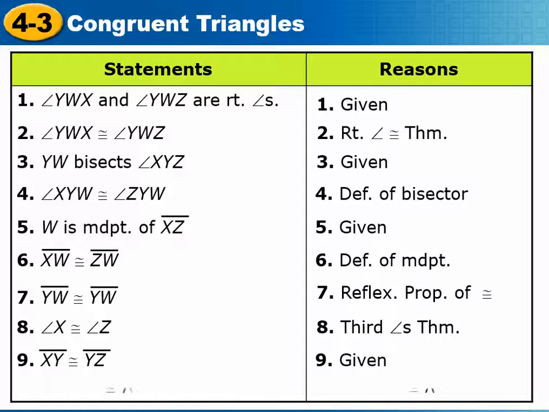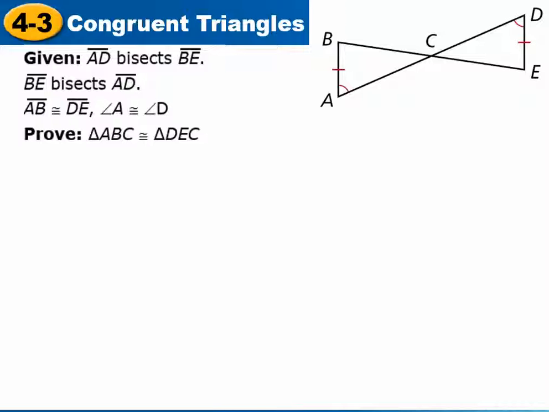So our last statement is to say that triangle XYW is congruent to triangle ZYW because of the definition of congruent triangles. There's our proof. I told you it was going to be long. It wasn't hard, but it was long.